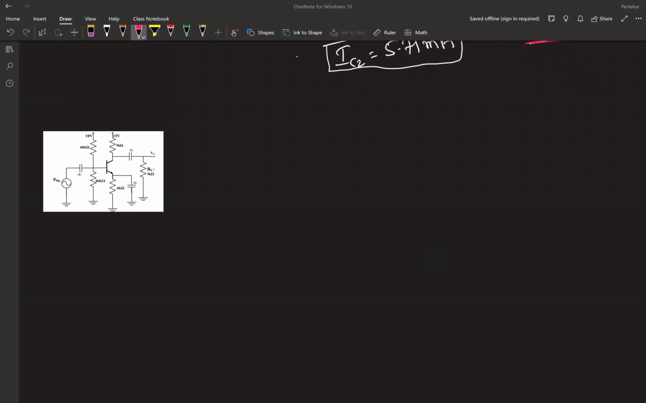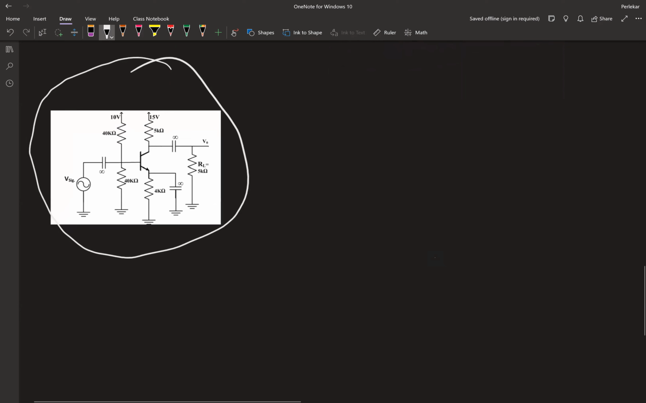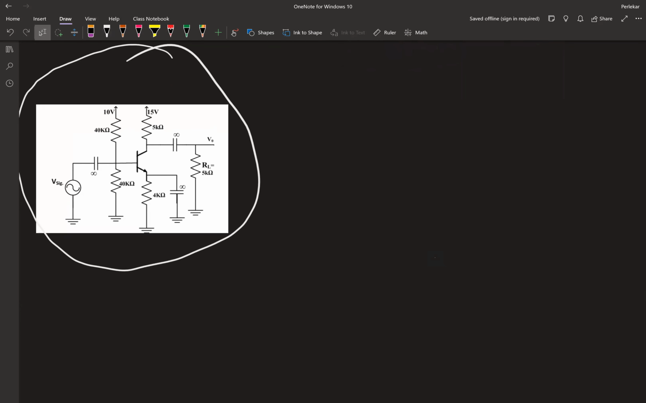Here is the next example. I'm going to do the AC analysis, also called small signal analysis, of a transistor. So here is the given circuit. In this circuit, find out whether this is CB configuration or CE configuration or CC configuration.